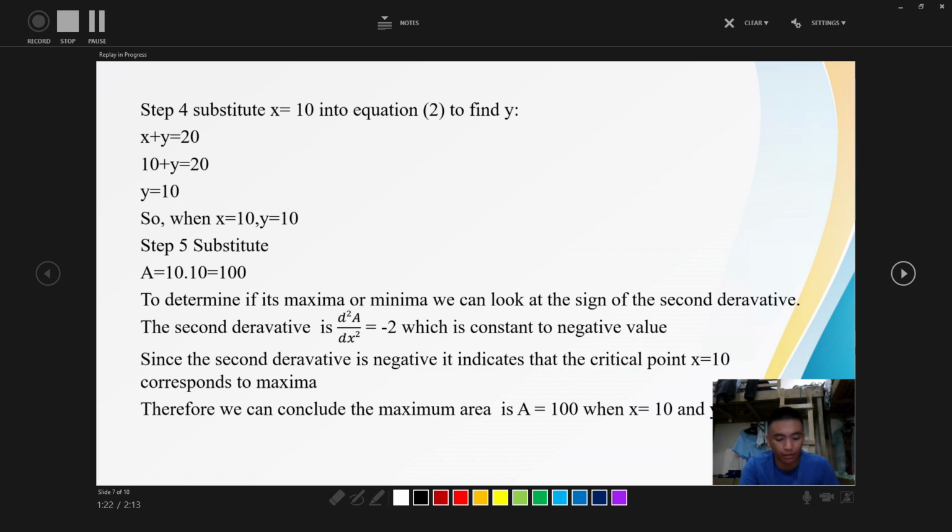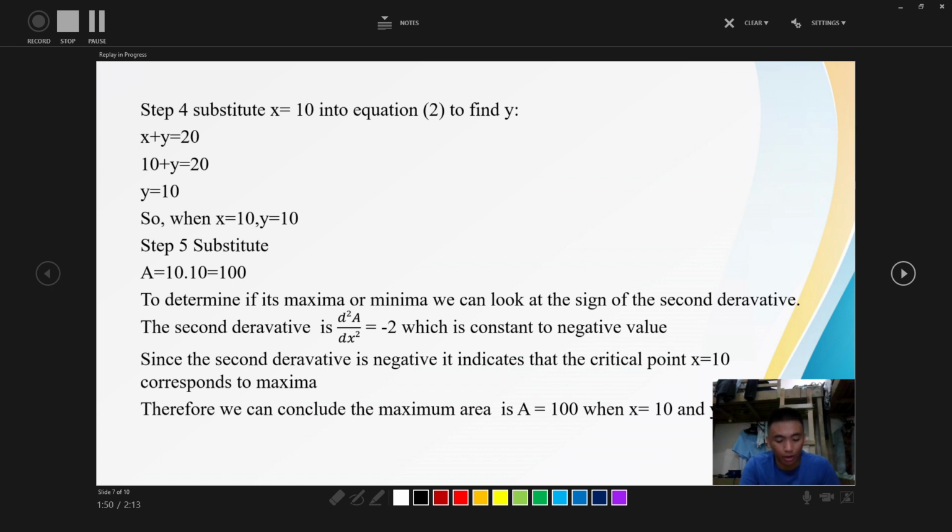So analyzing the critical point using the second derivative, d²A is a constant negative value. This indicates that the critical point x equals 10 corresponds to a maximum, or maxima. Therefore, the maximum area is A equal to 100 when x is equal to 10 and y is equal to 10.